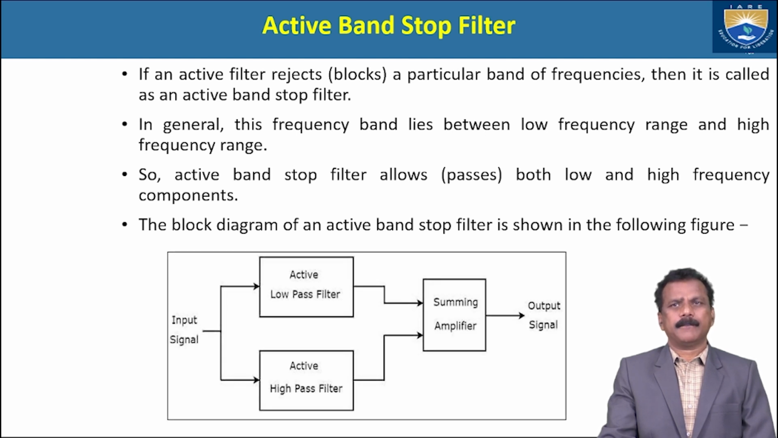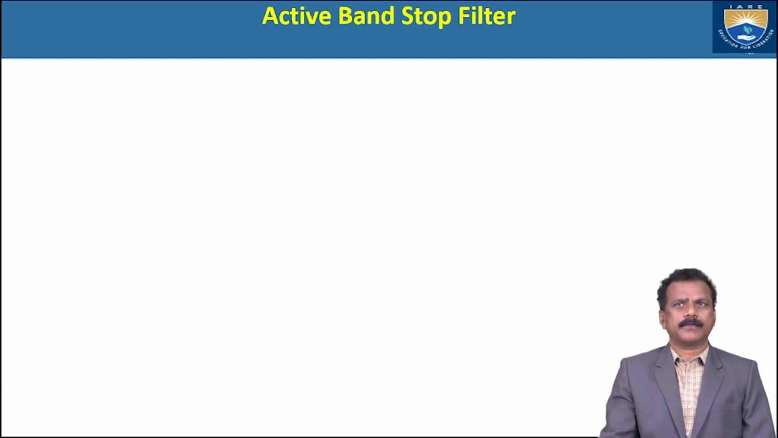Input signal is here. That input signal is given to the active low pass filter and active high pass filter. Output of this active low pass filter is given to the summing amplifier. Output of the active high pass filter is given to the summing amplifier. Finally, we expect that output signal. Due to this, an active filter rejects or blocks a particular band of frequencies, while allowing both low and high frequency components.